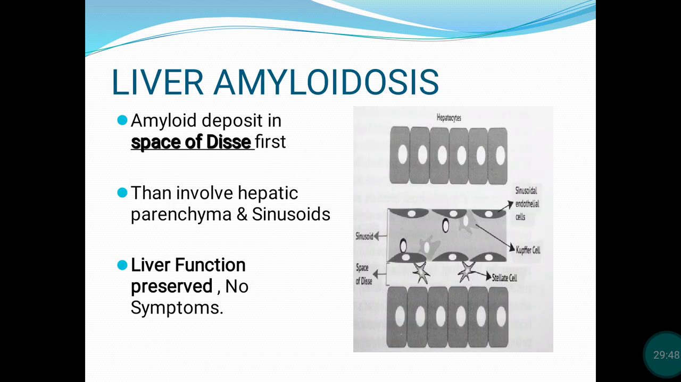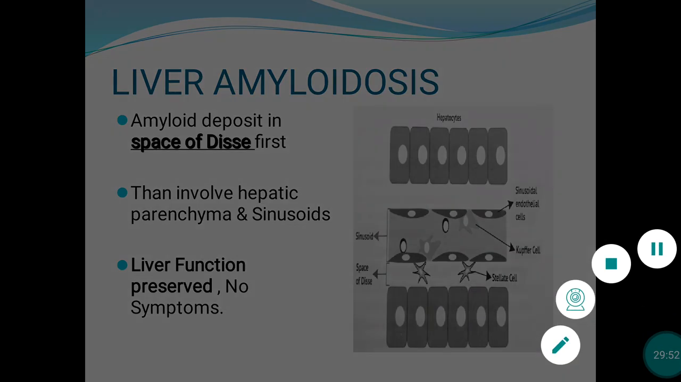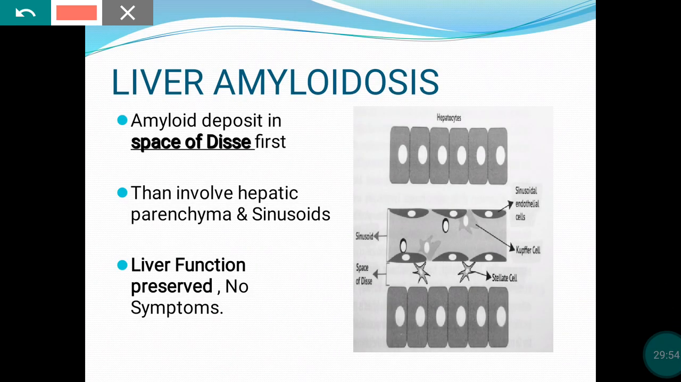Now we will talk regarding the liver amyloidosis. Just to summarize: in the kidney, deposition starts in the mesangium. In the spleen, it can be in the follicle or red pulp. Now, where does amyloid deposition start in the liver? In the liver, it starts in the space of Disse.